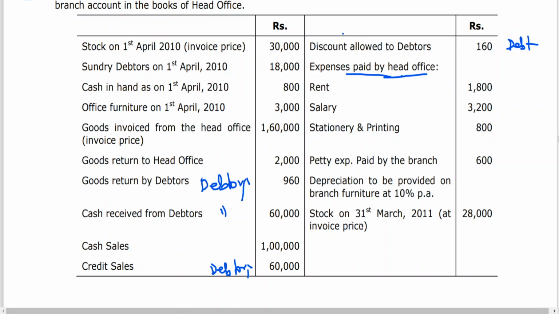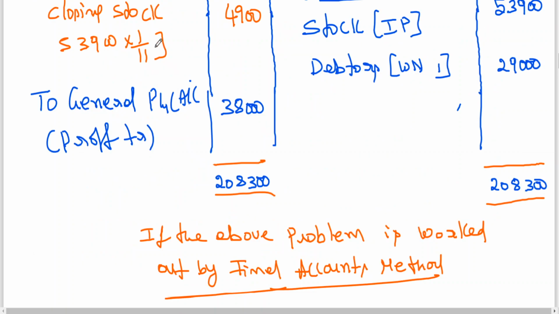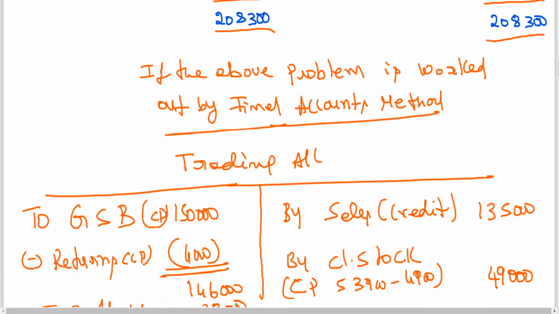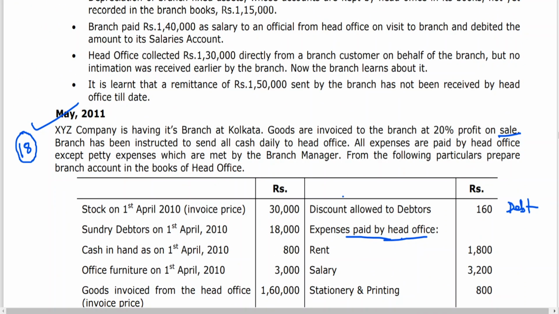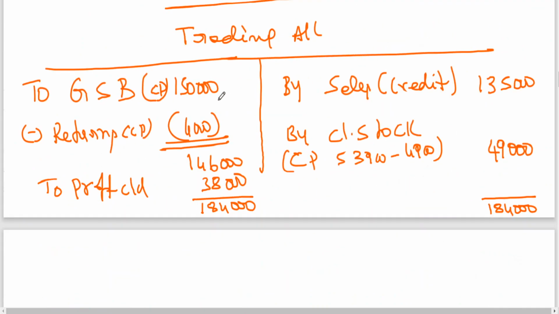Okay, now we need to prepare which account? Debtors account. I've given the problem number, this 18th. Remember last problem. May 2011 is 18th problem. So what information is missing? First, let me complete with one working notes number 1.